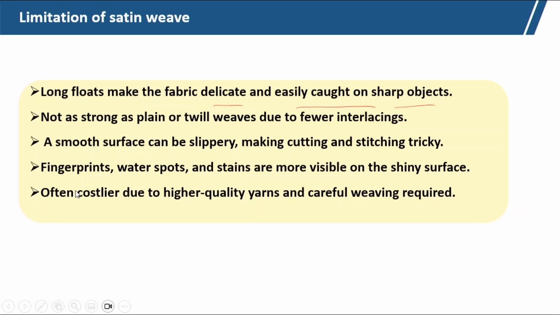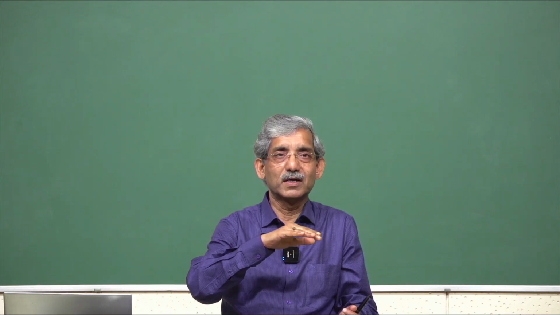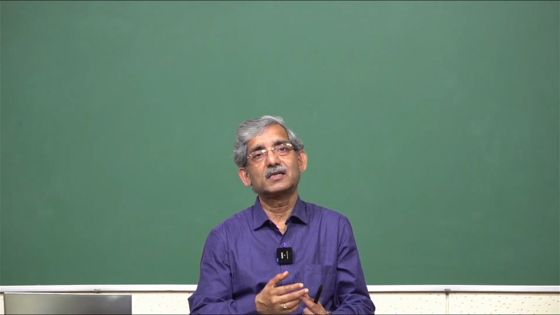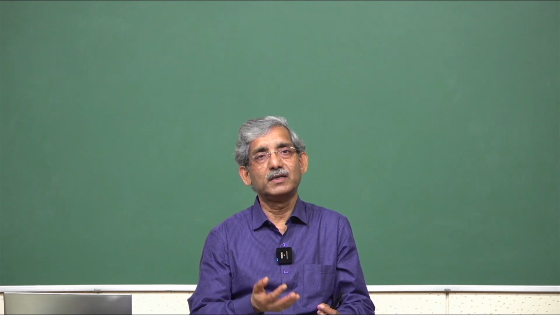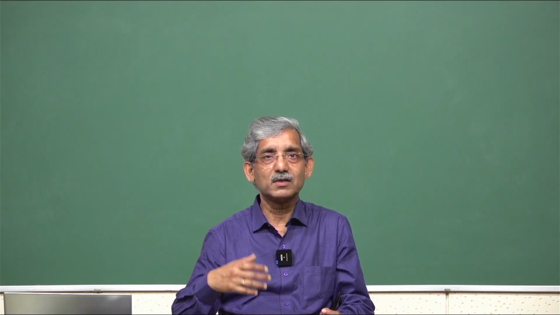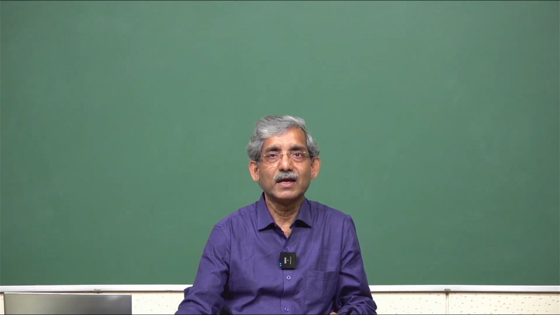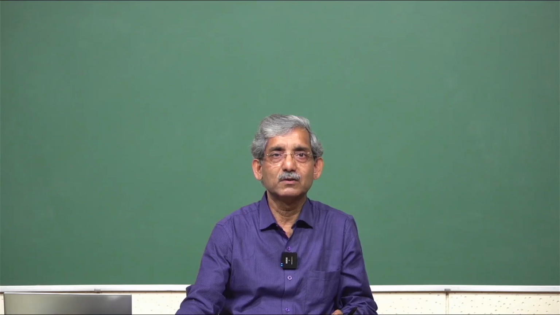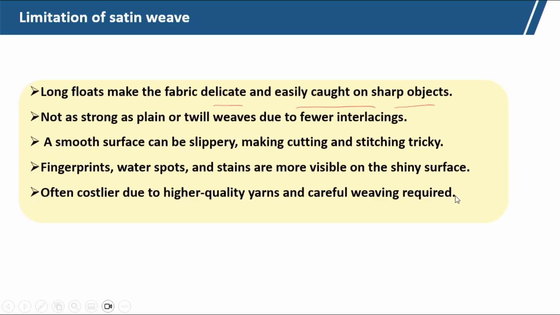It is often costlier due to higher quality yarn. So, for satin we should use higher quality yarn, because the float is on the surface, and for that we normally have to use high quality yarns in case of satin. So, that is why it is becoming costlier, and careful weaving is required. We may have to reduce the loom speed, which makes the fabric a little bit expensive.